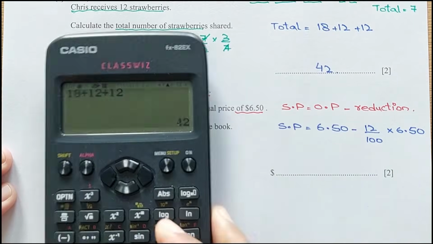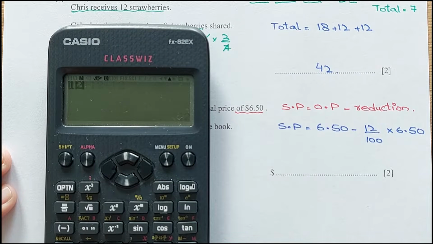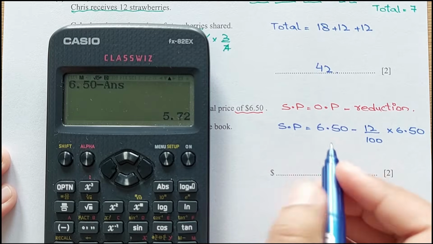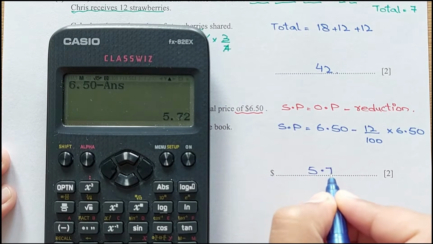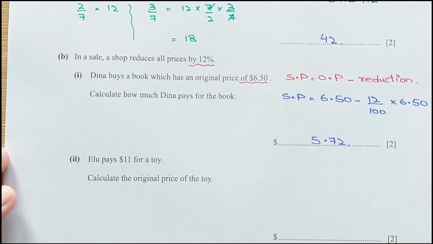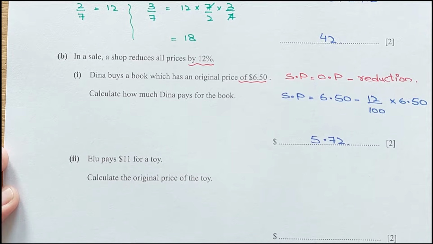Right. So let me do this. 12% of 6.50, and 6.50 subtract the answer. That is 5.72. $5.72 is the sale price for this book. Now for the second part, Elu pays $11 for the toy. Calculate the original price of the toy.